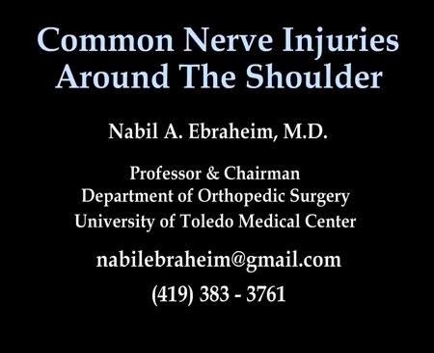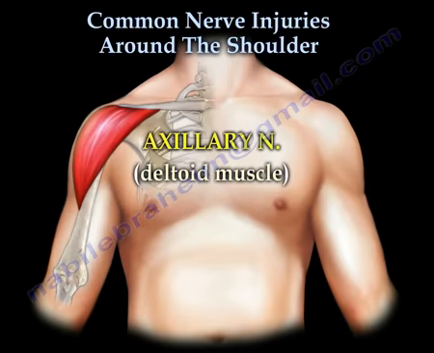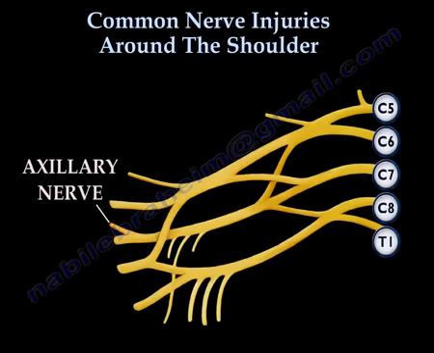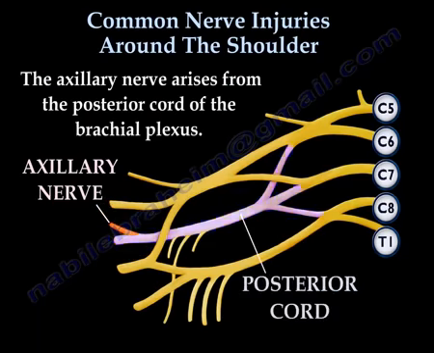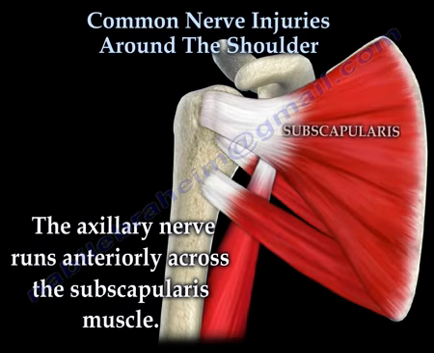Common nerve injuries around the shoulder. The axillary nerve. It supplies the deltoid muscle. It arises from the posterior cord of the brachial plexus. The axillary nerve runs anteriorly across the subscapularis muscle.